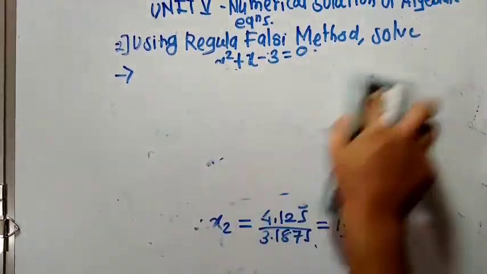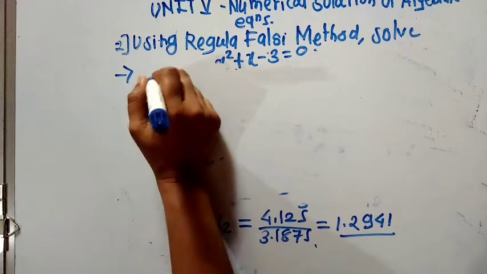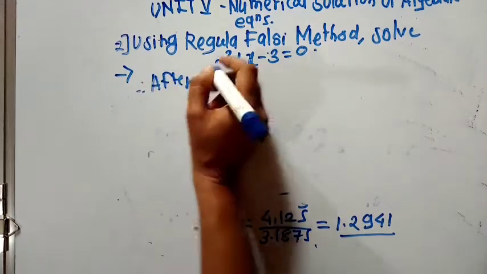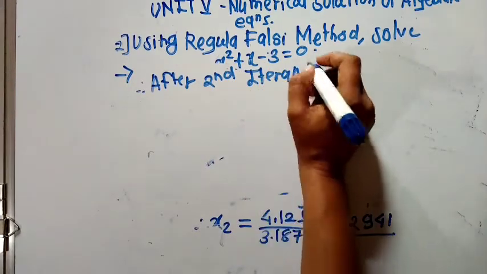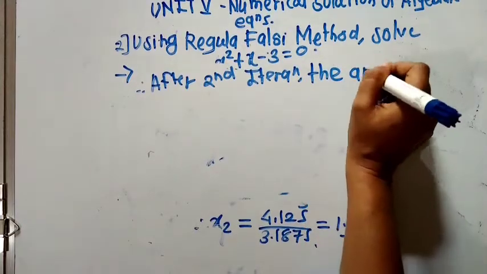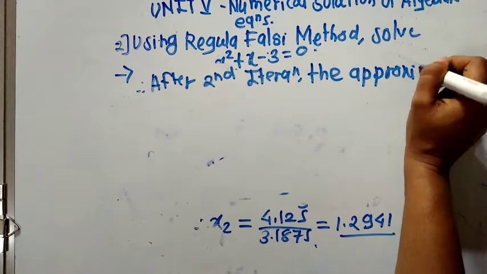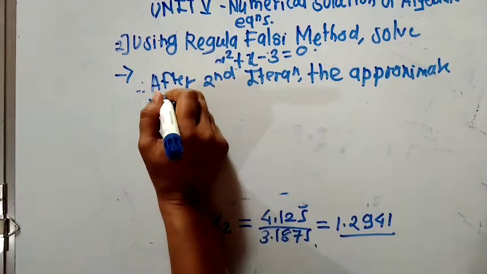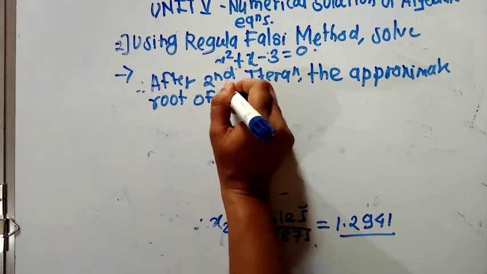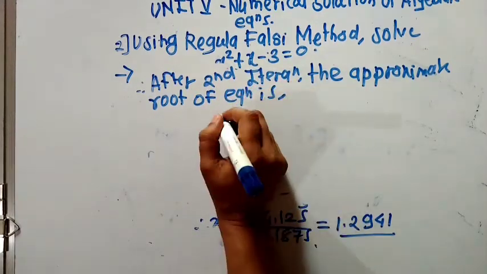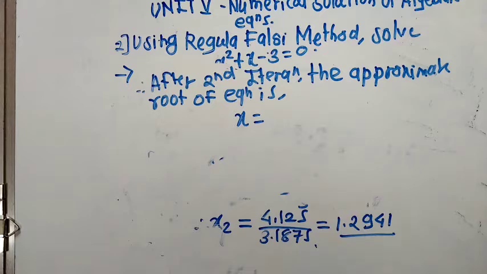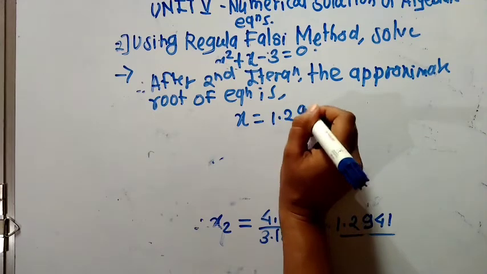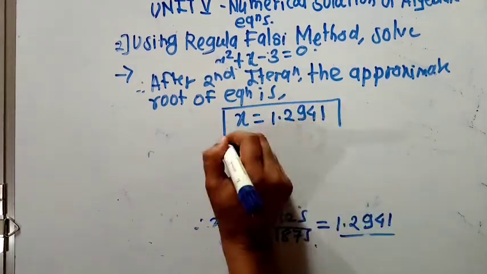Hence, after the second iteration, the approximate root of the equation is x is equal to 1.2941. So it is the approximate root.